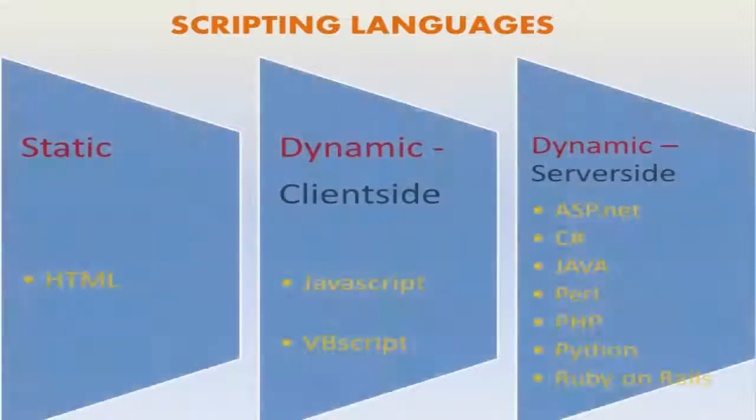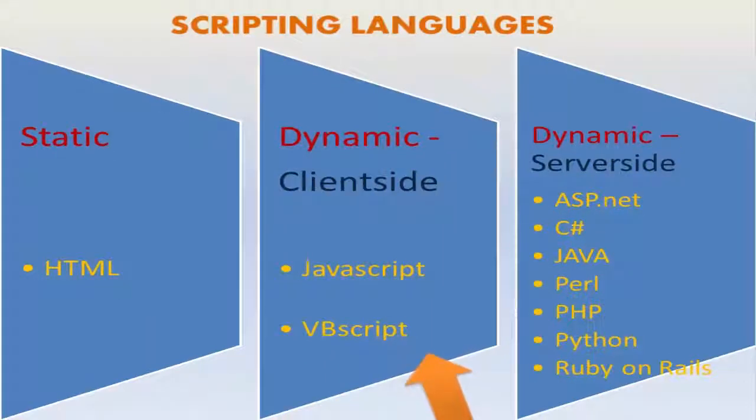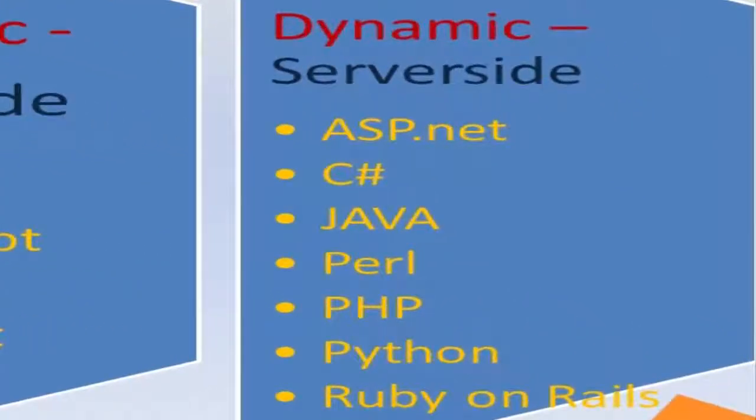The common scripting language used for static web page creation is HTML. Some of the common client-side scripting languages are VBScript and JavaScript. Some of the server-side scripting languages are ASP.NET, C#, Java, Perl, PHP, Python, Ruby on Rails, etc.